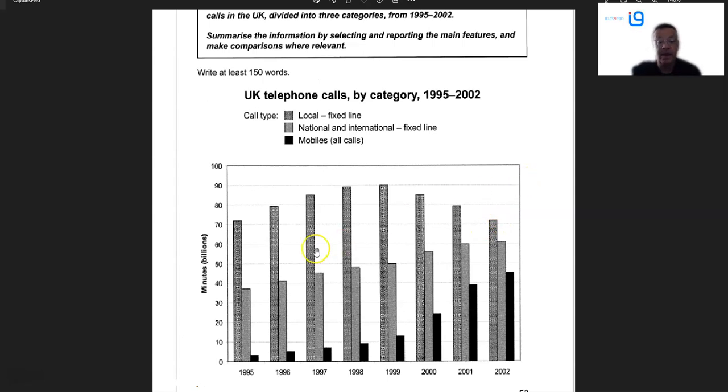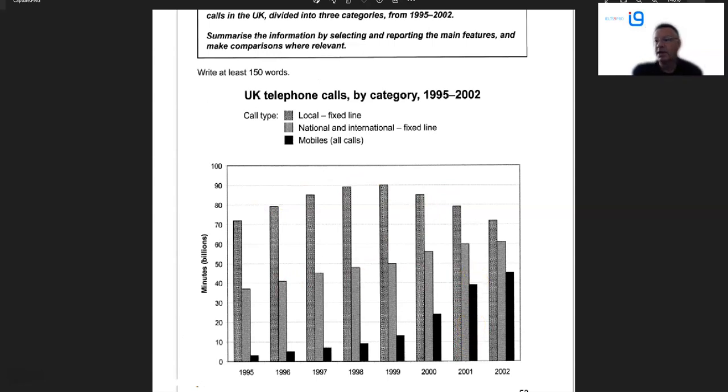The second one, some steady growth year on year. It's about 2, 3, 4, 5 billion growth in minutes year on year, except for the final 2 years. And mobiles, all calls, now while lower in terms of actual numbers of minutes, the rate of growth is easily the largest. Yeah? Well, from about 3 million, 4 million up to, what's that, 45? Sorry, million. It's billions, yeah? So, we've got 1, 2, and 3. That's it. That's our 3 key features. That's all we've got to talk about.